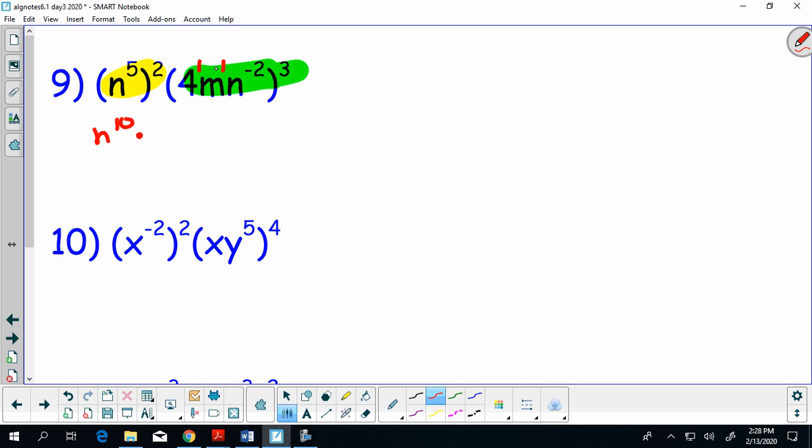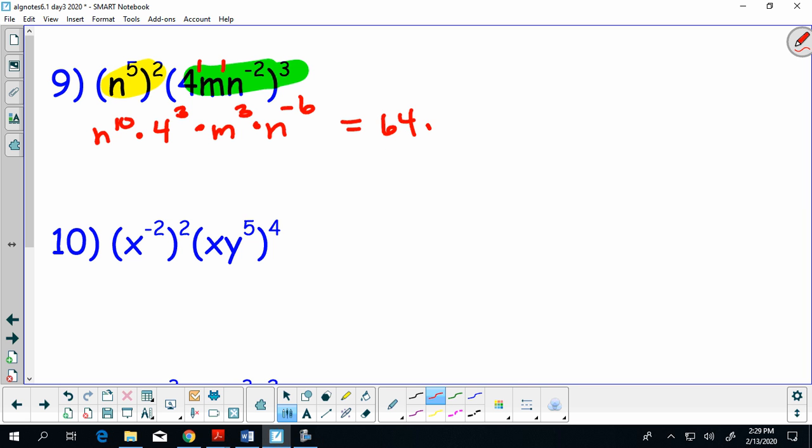So 4 to the 1 to the third, I copy the 4. 1 times 3 is 3. Copy the m. 1 times 3 is 3. Copy the n. -2 times 3 is -6. Okay, normally the numbers in the front, 4 to the third power is 64. So I'm going to go ahead and put that in the front. The coefficient goes in the front.